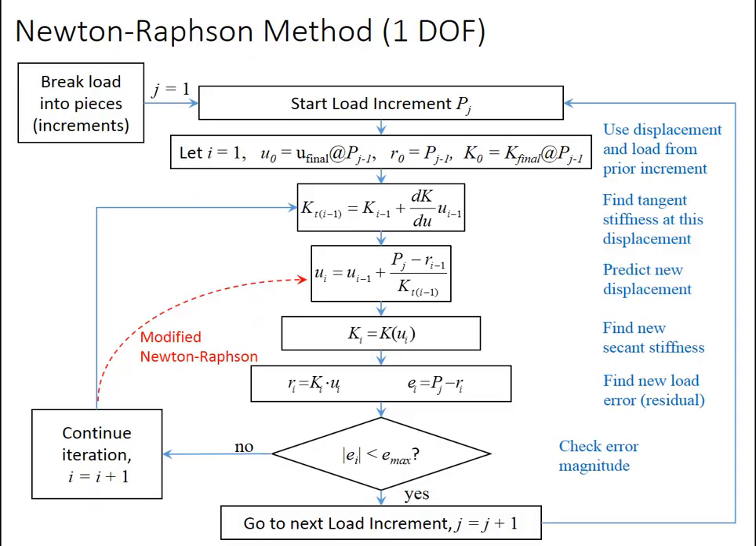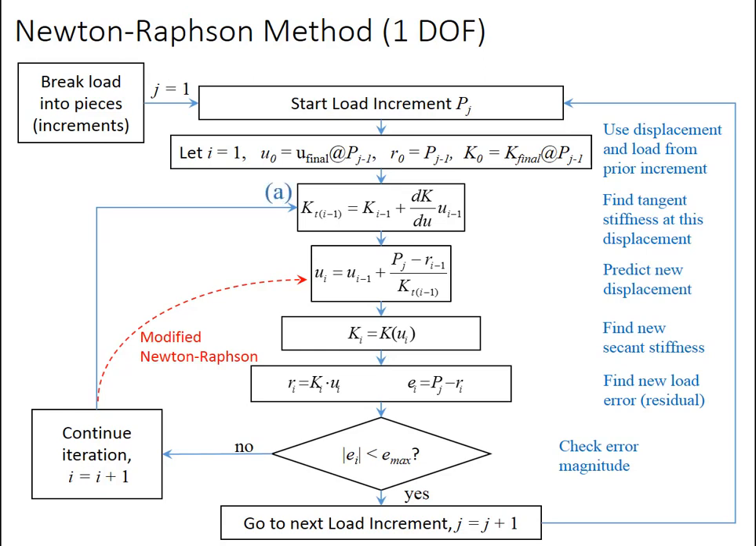Here's a quick flowchart indicating what happens in the Newton-Raphson method as well as the modified Newton-Raphson method. I went through this in some detail at the end of the prior video, so in this one all I'm going to do is highlight the steps that we go through during each load iteration, and I'm going to label them so that you'll see them as we go through the later steps.